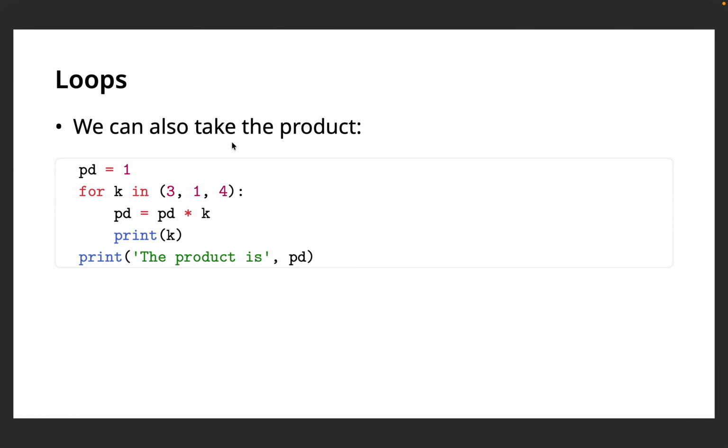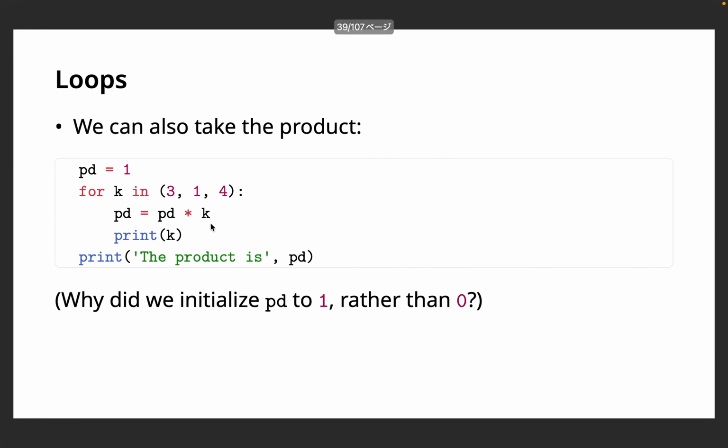So for product, it's something very similar. So same sequence, the update I make is different. And since this is a product, if I set this to 0 instead, all of this would still remain 0. So that's why I start with 1 instead. I multiply 3, then 1, then 4. So that's for a product.